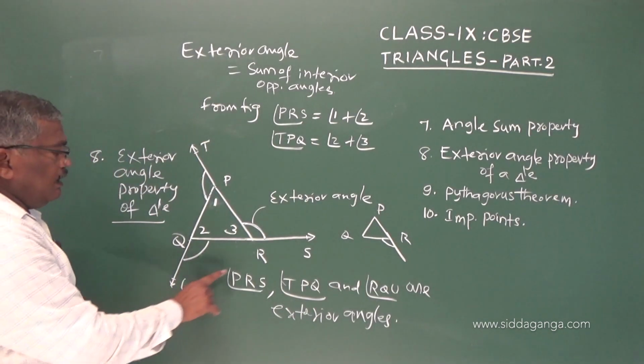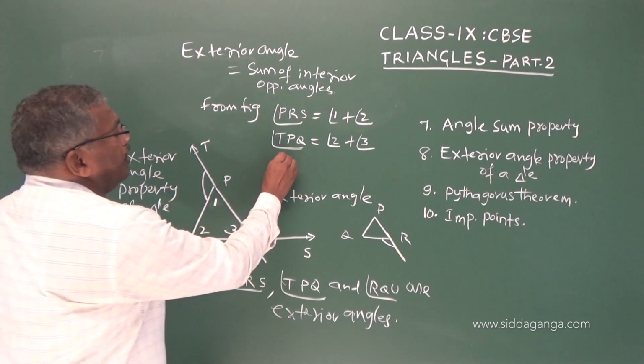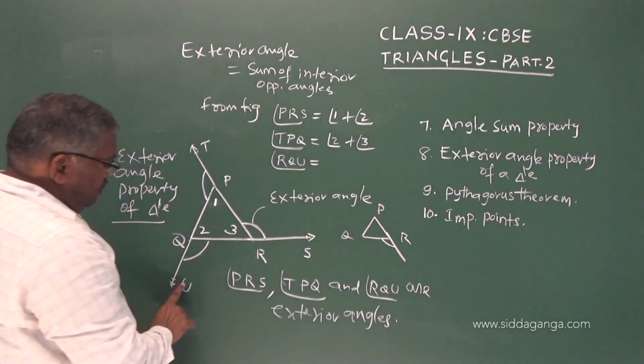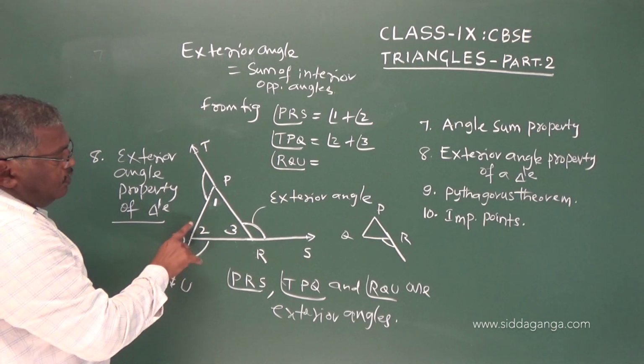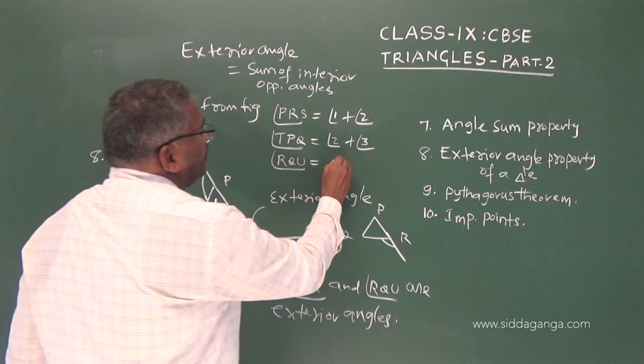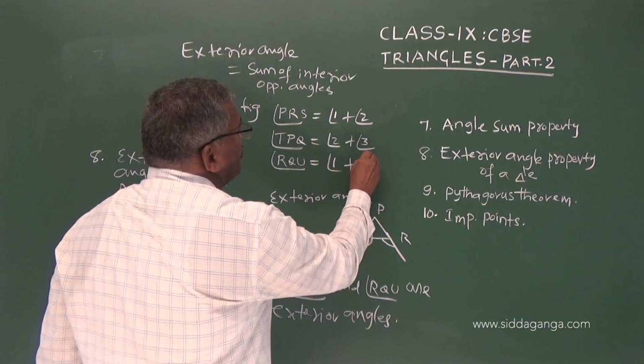Now for this angle RQU, its adjacent angle is 2, you leave this, interior opposite angles 1 plus 3, angle 1 plus 3.